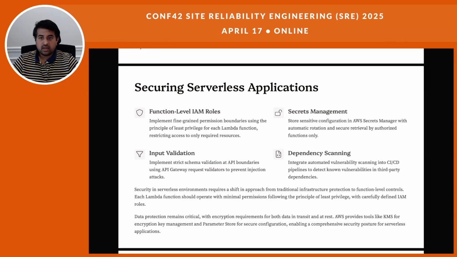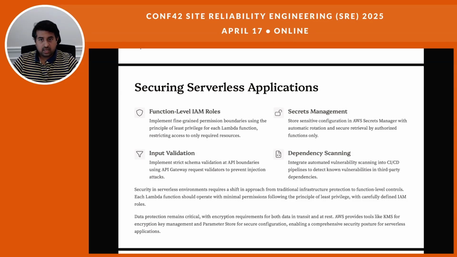sensitive data. Input validation: implement strict schema validation at API level boundaries, using API Gateway request validators to prevent injection attacks. API Gateway validation reduces the risk of SQL injection and cross-site scripting attacks by 30 to 40%. Implementing input validation at the API layer reduces the load on Lambda functions, improving performance and security.